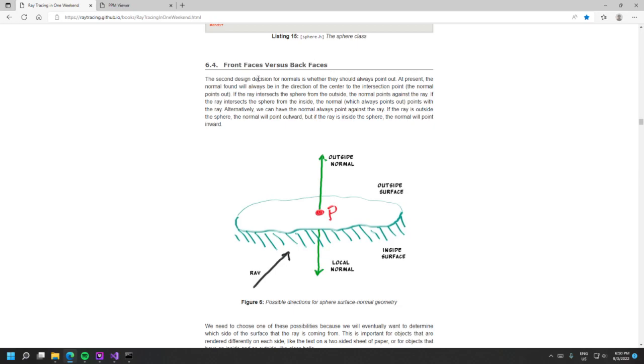Front faces versus back faces. The second design decision for normals is whether they should always point out. Okay. In the sphere case, it's not interesting, but if it's another kind of surface, then I guess it's very useful. Or the two directions can be useful in different ways. For now it's in the direction from the center to the intersection point, so it always points out. I'm just not sure how the ray could intersect the sphere from the inside. But anyway, let's continue.